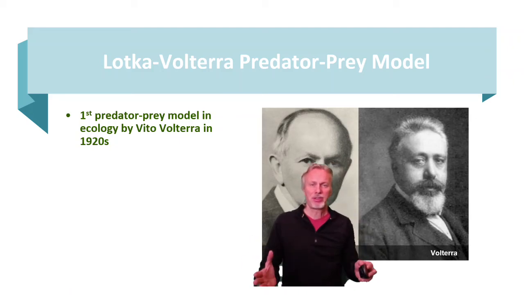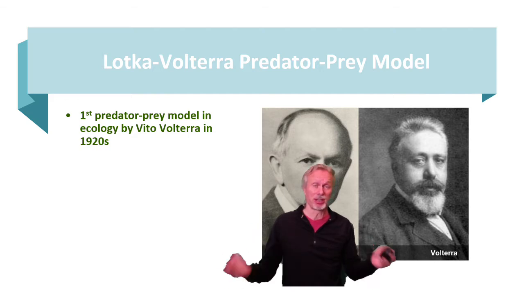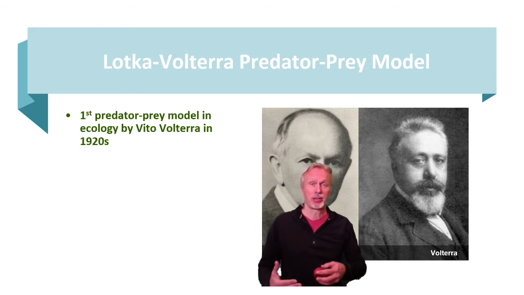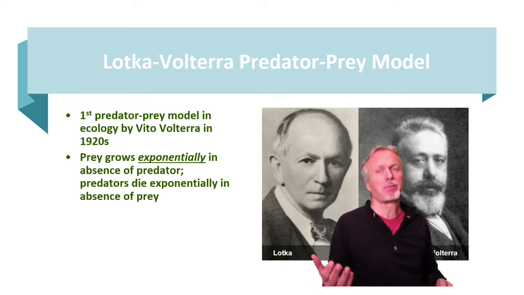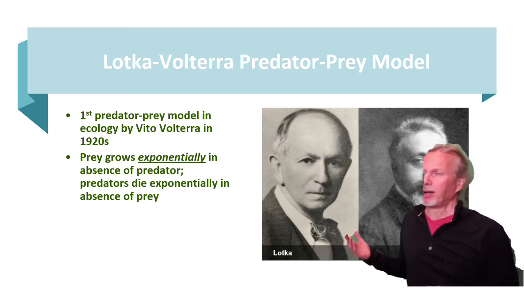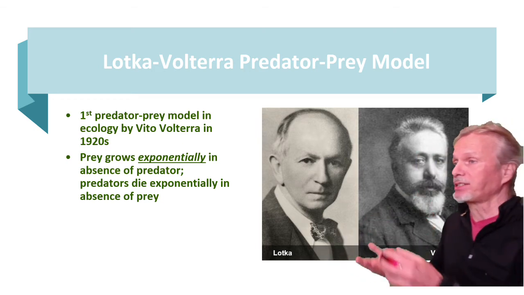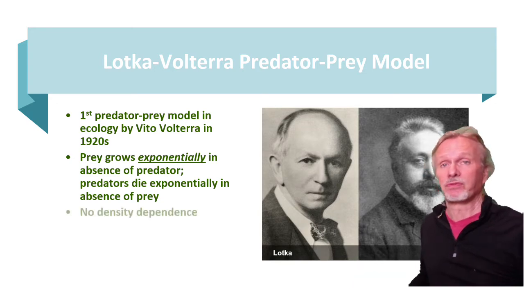So let's start from the foundation, the Lotka-Volterra model, the prey-predator model, the model that took its name from Alfred Lotka and Vito Volterra, who in the 20s, basically during the same time, converged on defining these dynamics between prey and predators. The assumption here is that prey grows exponentially in the absence of the predator, and the predator also dies exponentially in the absence of prey to feed upon.